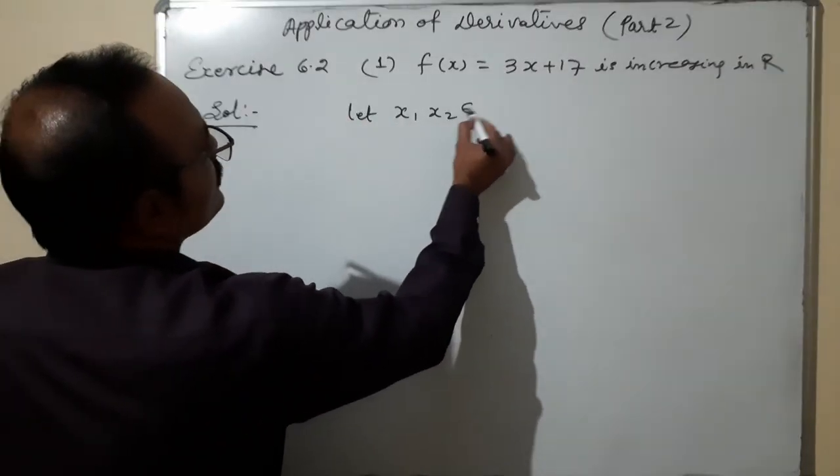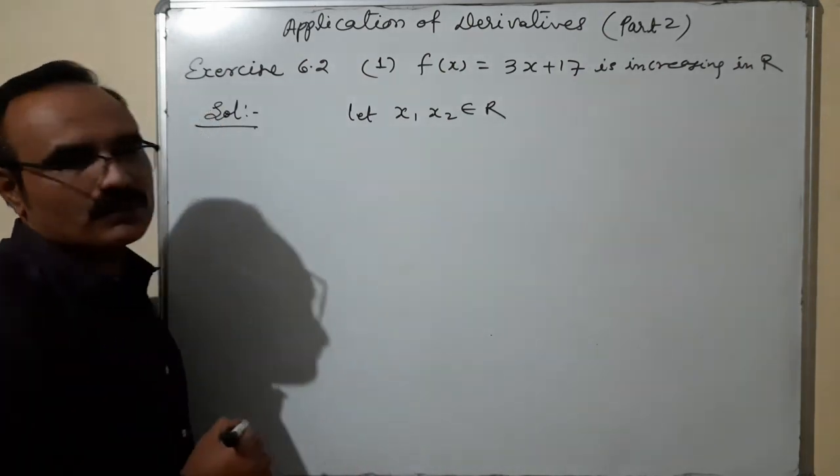Let x1, x2 belong to R. I have taken two numbers from the set of real numbers. Okay, x1 is less than x2. What does it mean?